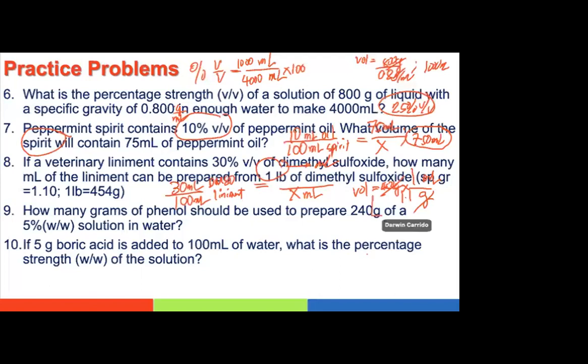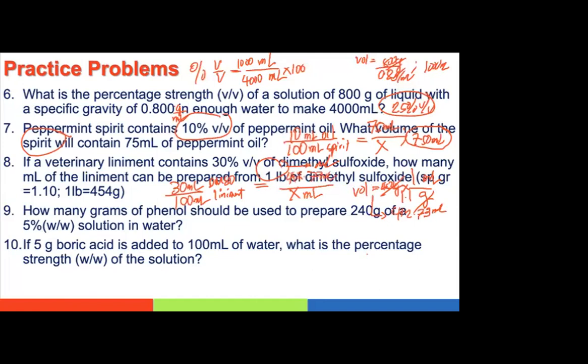Ilan ang volume nito? 454 divided by 1.1 gram. Ilan? Sorry ha. 100 ba? Sakto? 0.73? Okay, ml. O, yun na yung numerator mo dito: 412.73 ml. Solve for x. What is x?